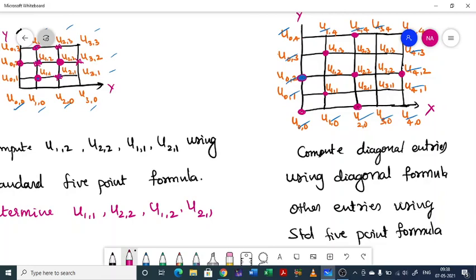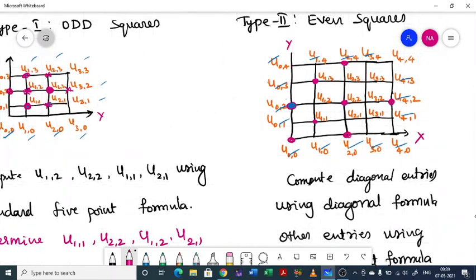So these 3 will be given in this statement only. u2 comma 2 we have determined, so you get u1 comma 3, you get u1 comma 1. Next u3 comma 3, right? u3 comma 3 can be determined using the diagonal formula, that is by taking the average of u2 comma 4, 4 comma 4, 4 comma 2, 2 comma 2. Similarly, you have to determine u3 comma 1. So that gives you the diagonal entries.